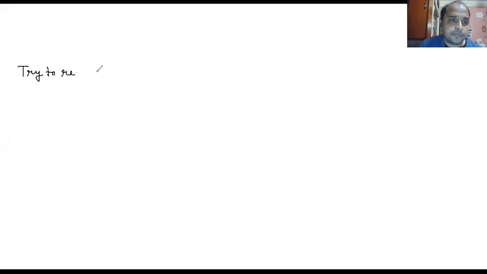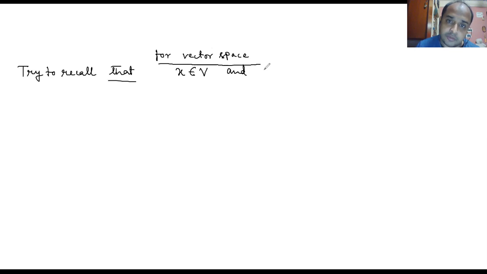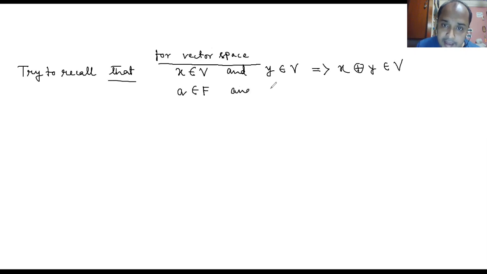Try to recall that when we defined vector space, how did we start the definition? We said that when X belongs to V and Y belongs to V, this implies X plus Y belongs to V. Try to recall, I wrote this. And also I wrote A belongs to F and X belongs to V. This implies A dot X belongs to V.